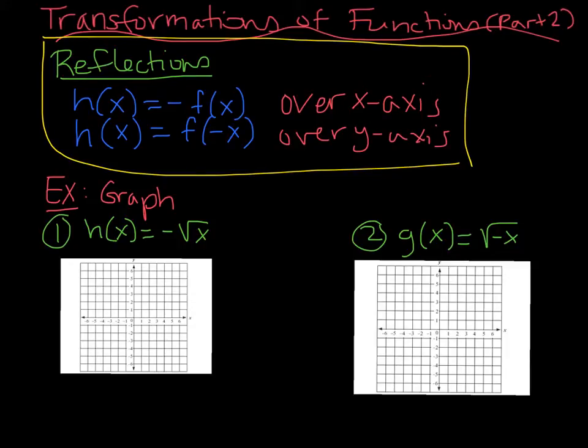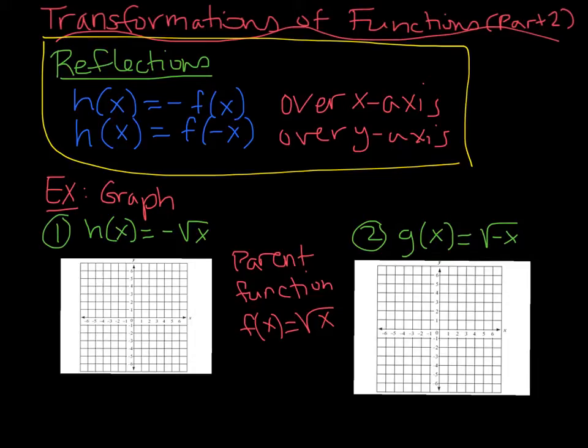For our first example, we will be graphing h of x equals negative square root of x. So this graph is actually going to have a parent function. Hopefully you recognize that our parent function is going to be square root of x, f of x equals the square root of x. And so for the negative square root of x, we're actually going to be reflecting it over the x-axis.